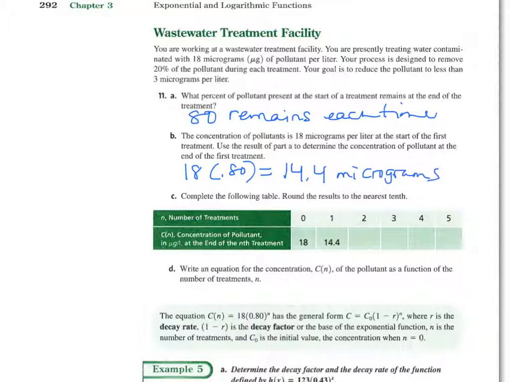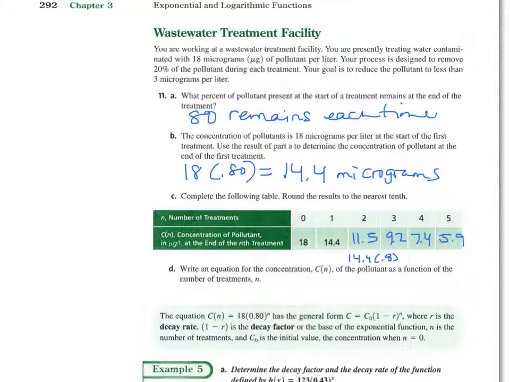So now we're going to use the table to figure out how much is left after each additional treatment. After 2 treatments, I'm taking my last answer, 14.4, and multiplying it by 0.8 again. And that's going to end up getting me 11.5. And after 3 treatments, if I take 11.5 and multiply that by 0.8, I have 9.2 left. And then 7.4, 5.9.